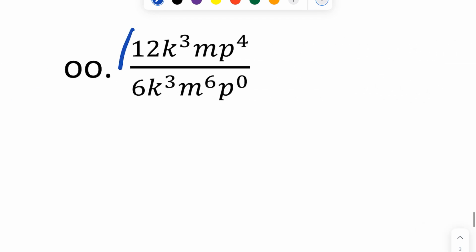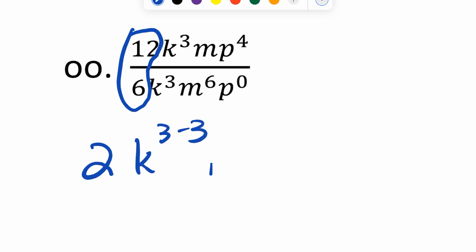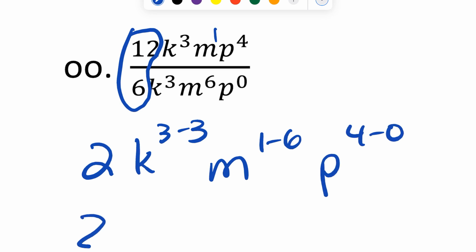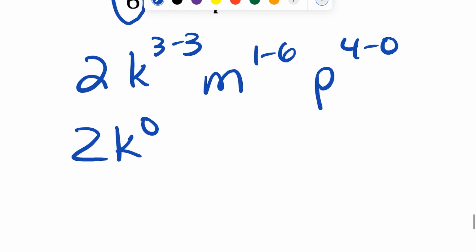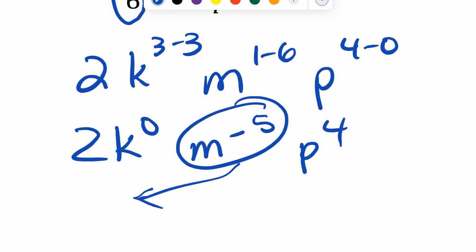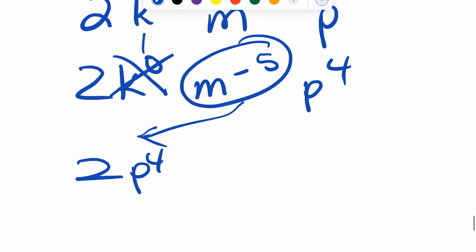This one, 6 does go into 12 evenly, so that is not going to be 6, it's going to be 2. 3 minus 3, remember there's a 1 there, so 1 minus 6, and 4 minus 0. So 2 to the k 0, m to the negative 5, and p to the fourth. So this will go to the denominator, and this becomes 1. So I have 2p to the fourth over m to the fifth.